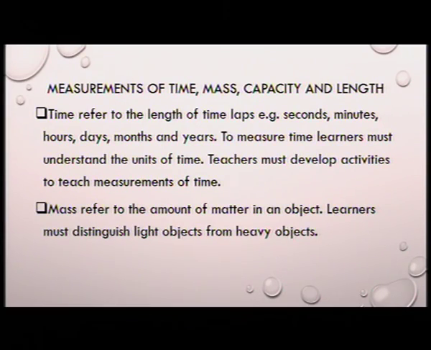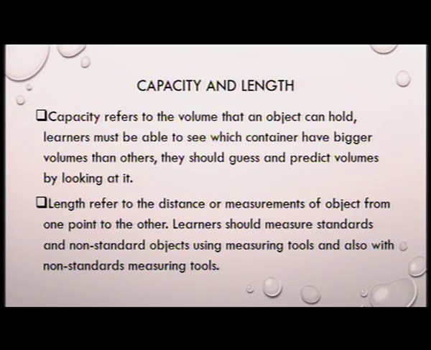Mass refers to the amount of matter in an object. Learner must distinguish light object from heavy object. Very, very critical that you need to teach them. And you can have these materials in your classroom and give them heavy object, they must pick up. You give them light object, they must pick up, so that they can see the difference in mass in these two objects. And then capacity and length.